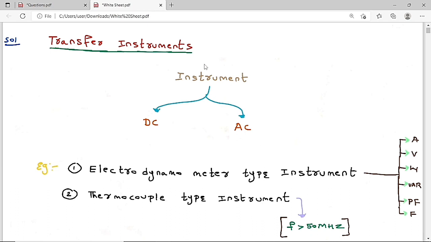So what is the meaning of transfer instruments? If I design an instrument to measure only DC, and without modifications I use the same instrument to measure AC quantity also, and the accuracy in the DC as well as AC measurement is the same, then those types of instruments are called transfer instruments. The examples are the EMMC, the electrodynamometer type instrument, as well as the thermocouple type instrument. They are used to measure both AC as well as DC quantity. So always keep this in your mind.